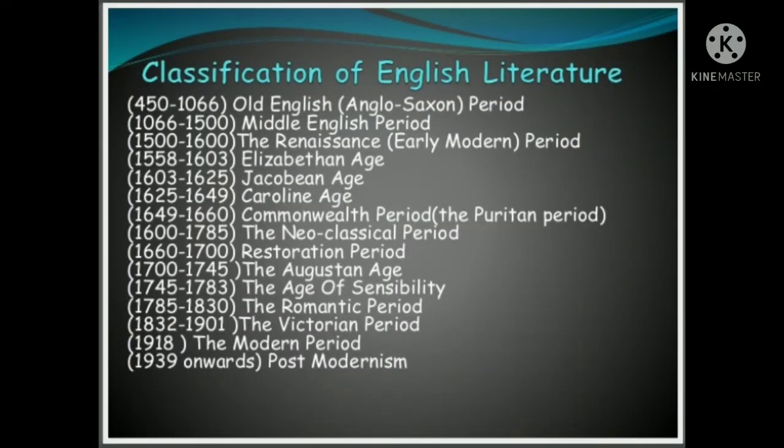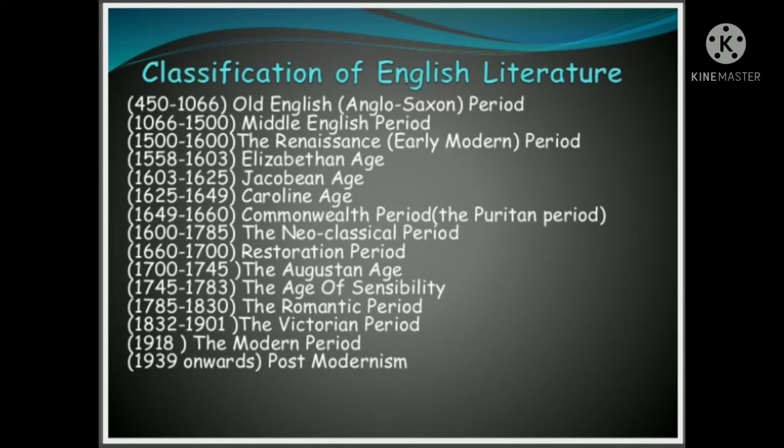Today we are going to discuss all the ages in English literature, and the first one is the classification. First is 450 to 1066, called the Old English or Anglo-Saxon period. Next, from 1066, the Anglo-Norman period starts and runs to 1500. The age is called the Middle English period.